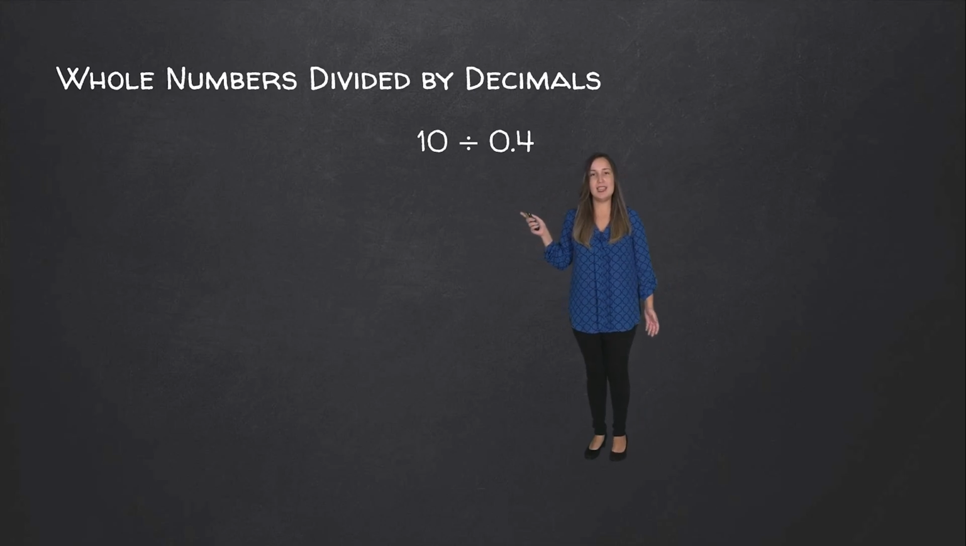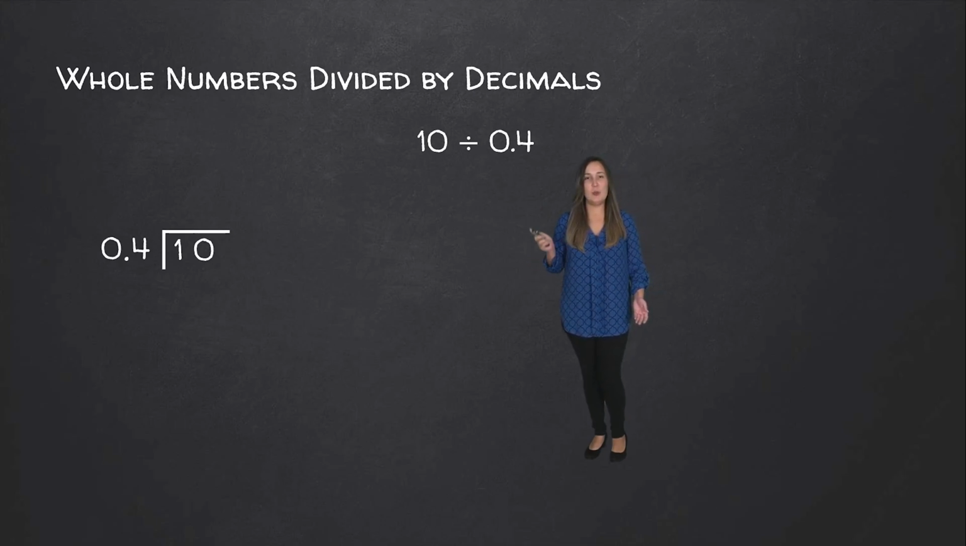We know that 10 is our dividend, so we take that number and we write it on the inside. And then divided by 4/10, 4/10 is our divisor, so that number goes on the outside. When we're doing division by decimals, we need to take our divisor, which is 4/10, and make it a whole number to make it easier to divide.